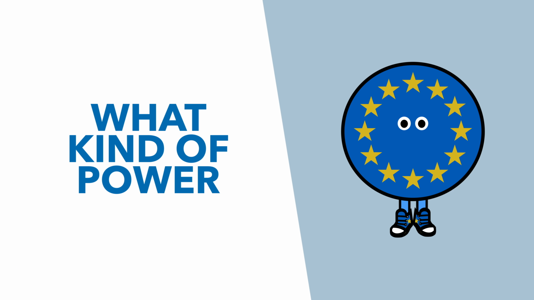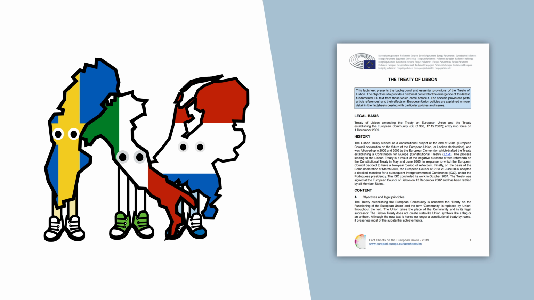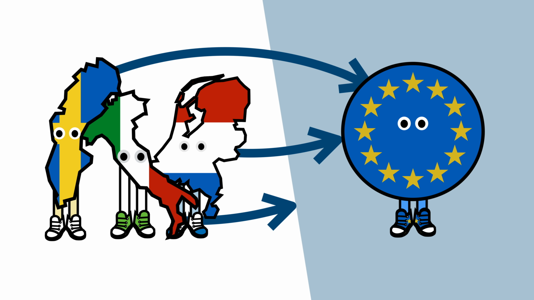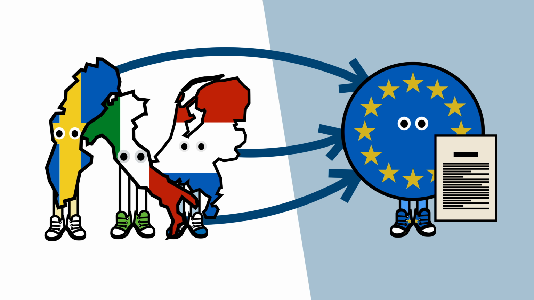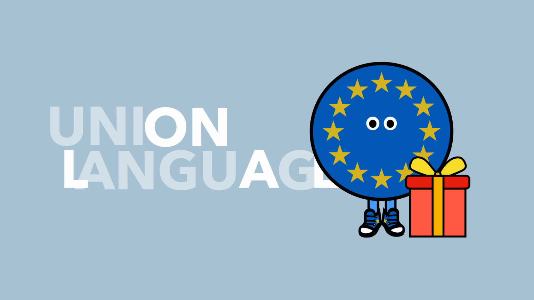So what kind of power does the EU have? Well, any power it does have has been given to it by the member states, and ultimately they did this by agreeing to the Lisbon treaties. The EU has received sovereignty parts from member states, which it uses to make laws that bind member states. In union language, this so-called sovereignty gift is called conferral.